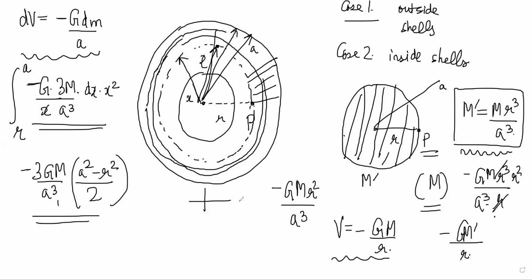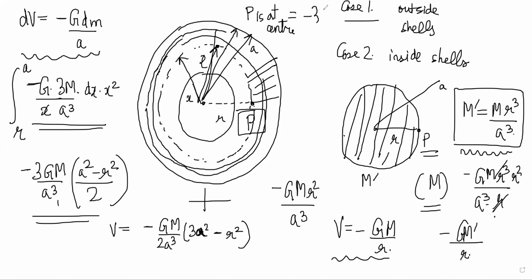Add these two, you get total potential at P, right? Total potential is shown in 11.12, the exact formula. And that is for an internal point. So you have to remember that formula. So remember it like this, minus gm by 2a cube times 3a square minus r square. And one good way to remember is you remember the limiting values. When P is at the center, you should remember potential should come out to be minus 3 gm by 2a.